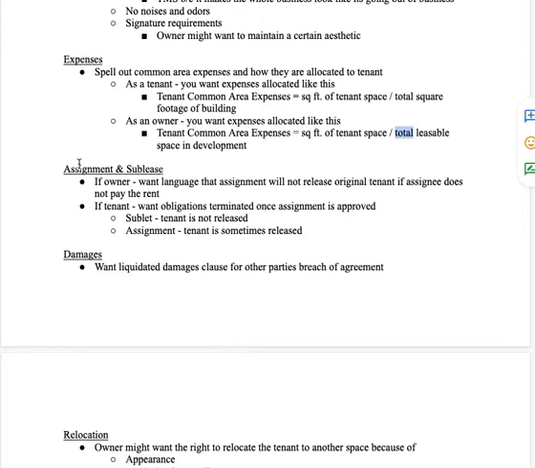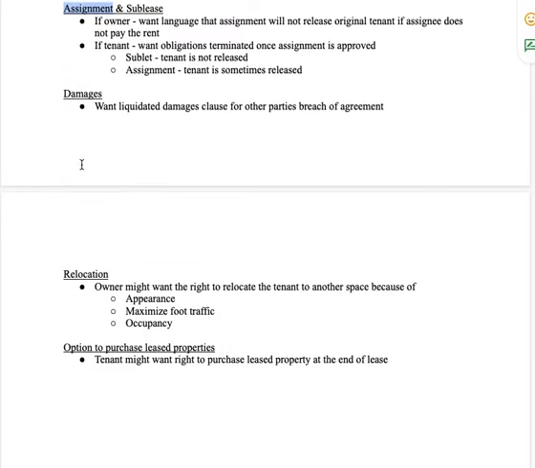Assignments and subleases. If you're the owner, you want language that assignment will not release the original tenant if the assignee does not pay the rent. If you're the tenant, you want obligations terminated once the assignment is approved. So in a sublet, the original tenant is not released and is still on the hook for the subletter, and for an assignment, the original tenant is released from having to pay obligations. Usually, that's what an assignment means. Damages. So we want a liquidated damages clause for the parties if they breach the agreement. Makes sense.